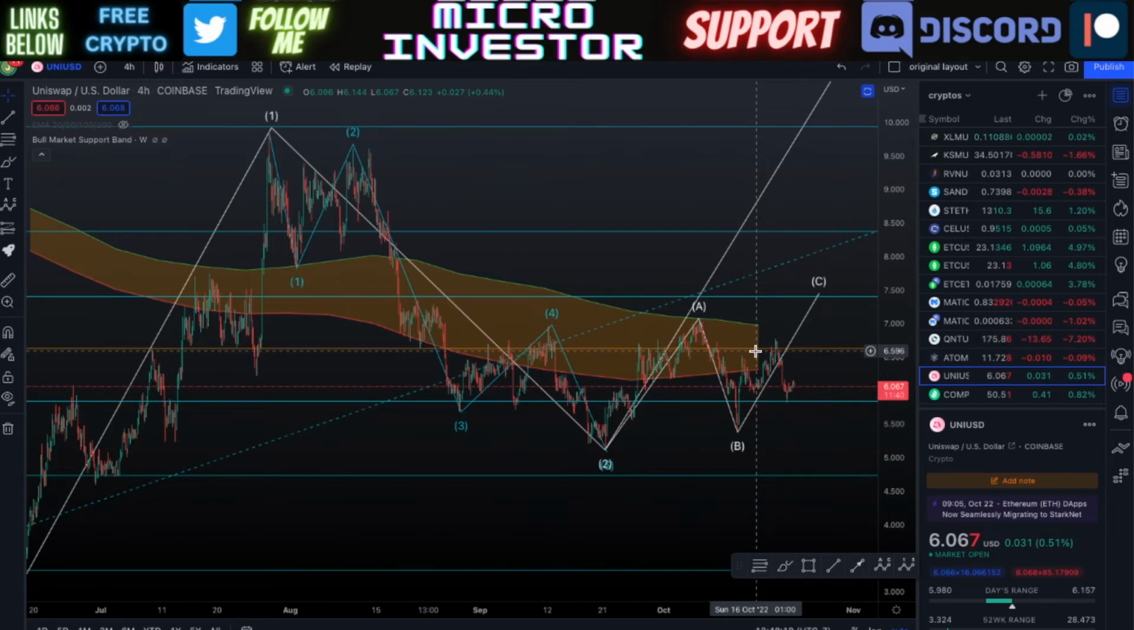So if this is in fact a C wave that we're working on, well, a C wave would be moving to the upside, and in that case, we would be able to see it get on the other side of this bull market support band. Hopefully, that would be what we would need to be able to take it up much more, because the bull market support band has come down much more with all the sideways trading that we've been seeing. It's a lot easier right now to be able to pump through that.